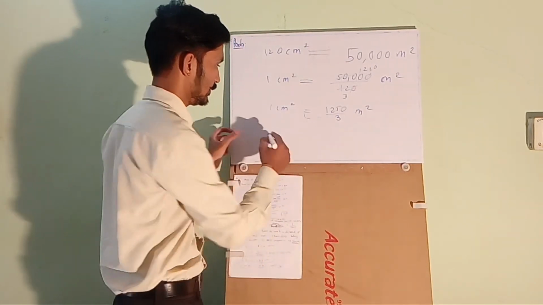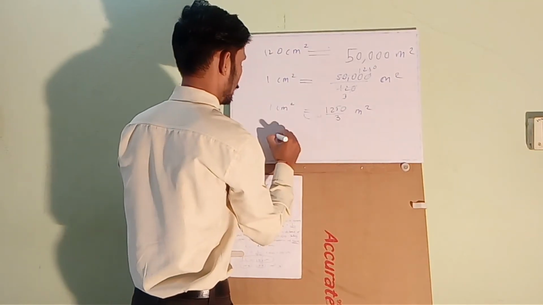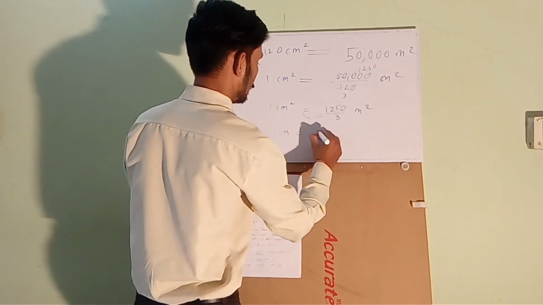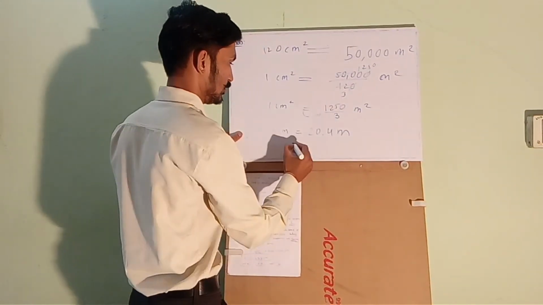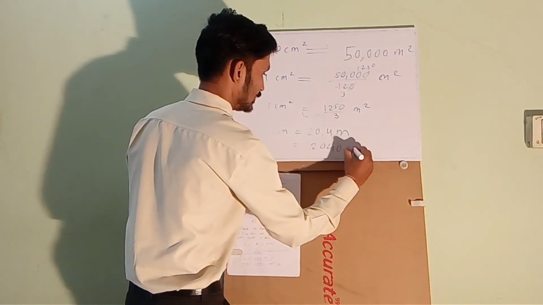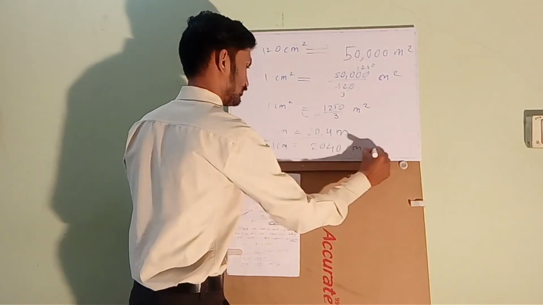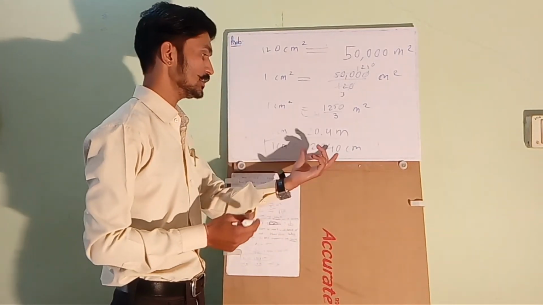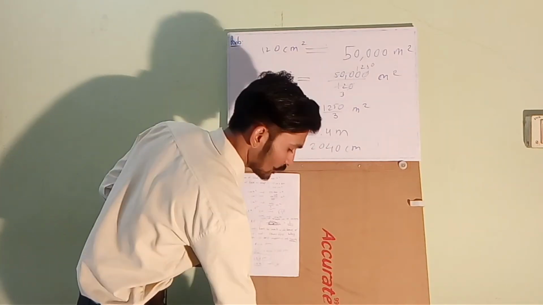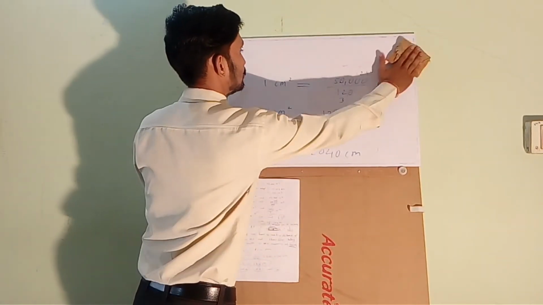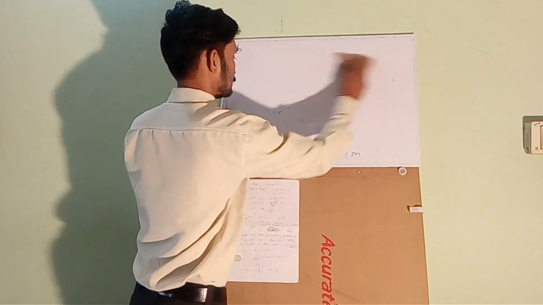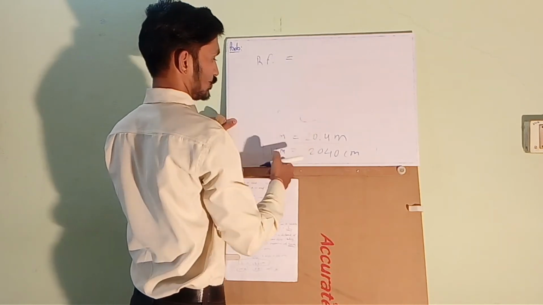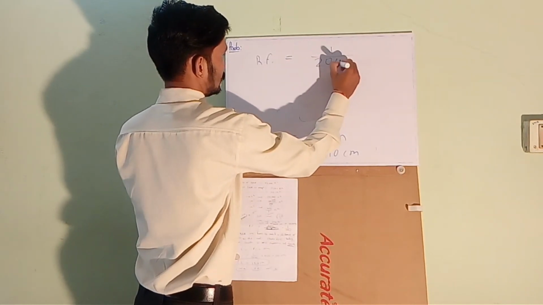Okay, we can take root both sides. So 1 centimeter is representing how much? This will be 20.4 meter or 2040 centimeter, multiplied by 100. So this is 2040. So 1 centimeter is representing 2040 centimeter. From this we can calculate the RF, which is pretty simple. So the RF is 1 by 2040.